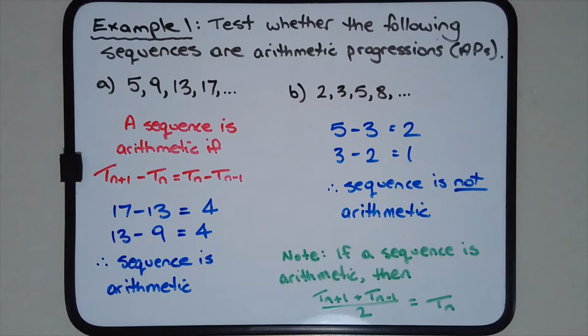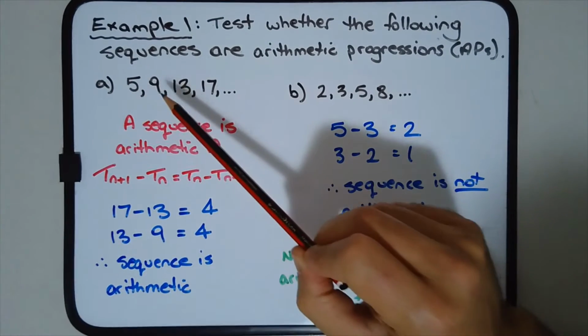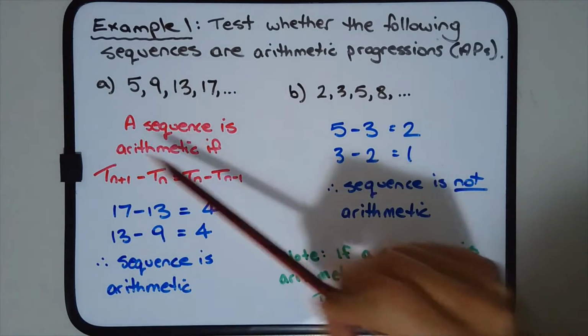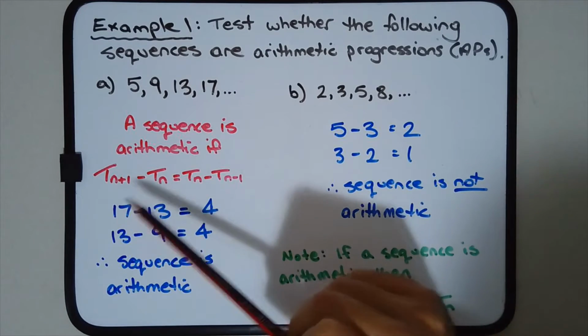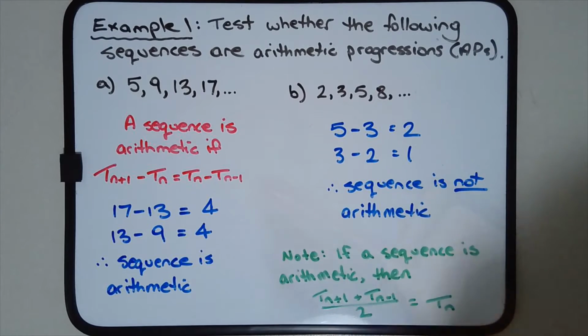Example 1. Test whether the following sequences are arithmetic progressions, APs. Part A: 5, 9, 13, 17, and so on. Now a sequence is arithmetic if Tn plus 1 minus Tn is equal to Tn minus Tn minus 1.